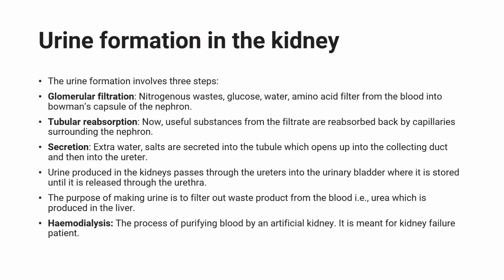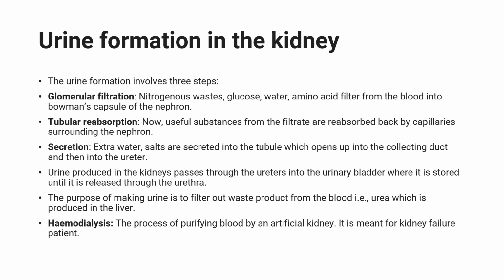Let's look at the process of urine formation in the kidney. The urine formation involves three steps. First, glomerular filtration. Nitrogenous waste, glucose, water, and amino acids filter from the blood into Bowman's capsule of the nephron. Tubular reabsorption. Now, useful substances from the filtrate are reabsorbed back by capillaries surrounding the nephron. Secretion. Extra water and salts are secreted into the tubule which opens up into the collecting duct and then into the ureter.